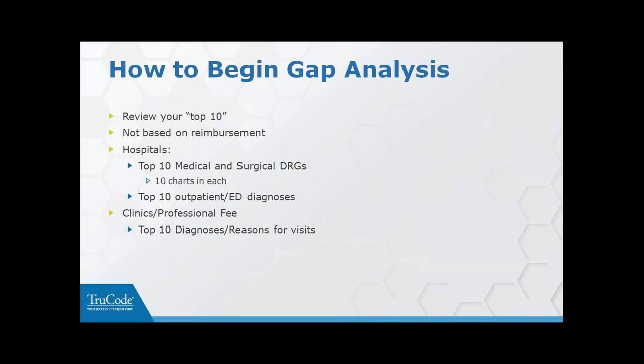And so an easy way to do that is your top 10. Not based on reimbursement, but your top 10 DRGs. For hospitals, top 10 medical DRGs, top 10 surgical DRGs. In the outpatient, top 10 outpatient or ED diagnoses or surgeries, whatever that might be. For clinics or professional fee services, your top 10 reasons for visits or your top 10 diagnoses.